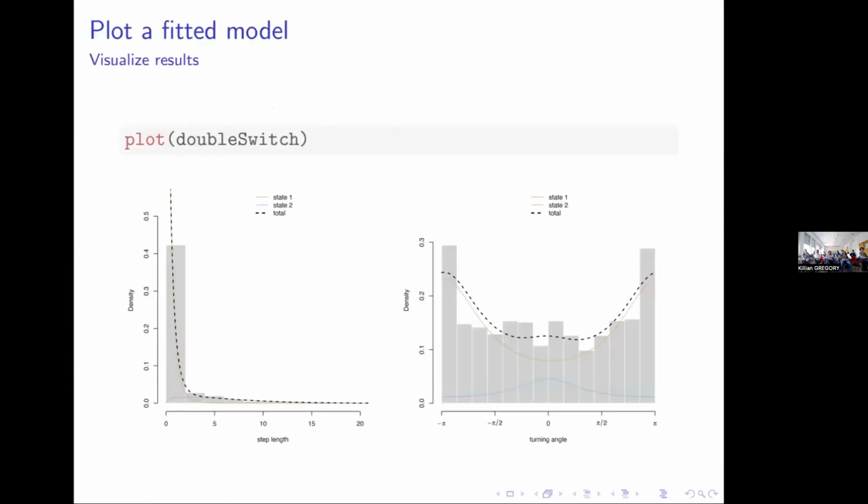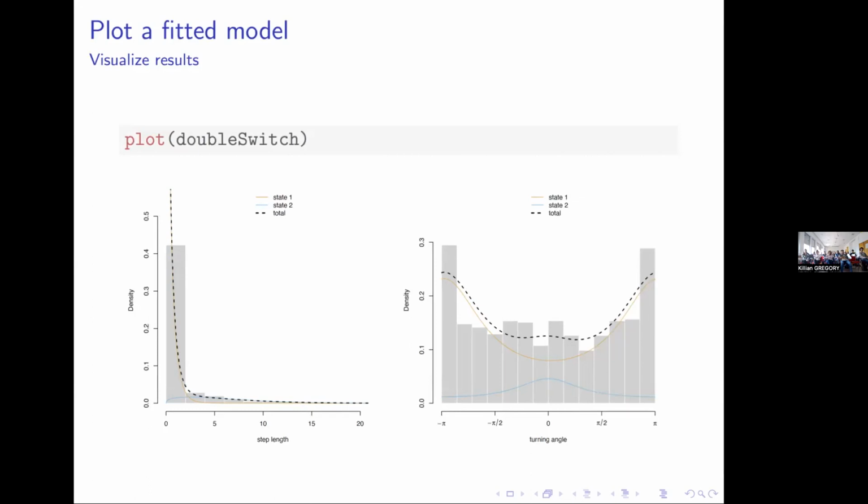So for results visualization, there is a generic plot function for fitHMM. And for these results, this is again one of those elk. It's probably very hard for you guys to see in the back, sorry about that. But for the step lengths, there's one distribution, which we're calling state 2 here, which has much larger step lengths. And then there's another one, state 1, which has short ones.